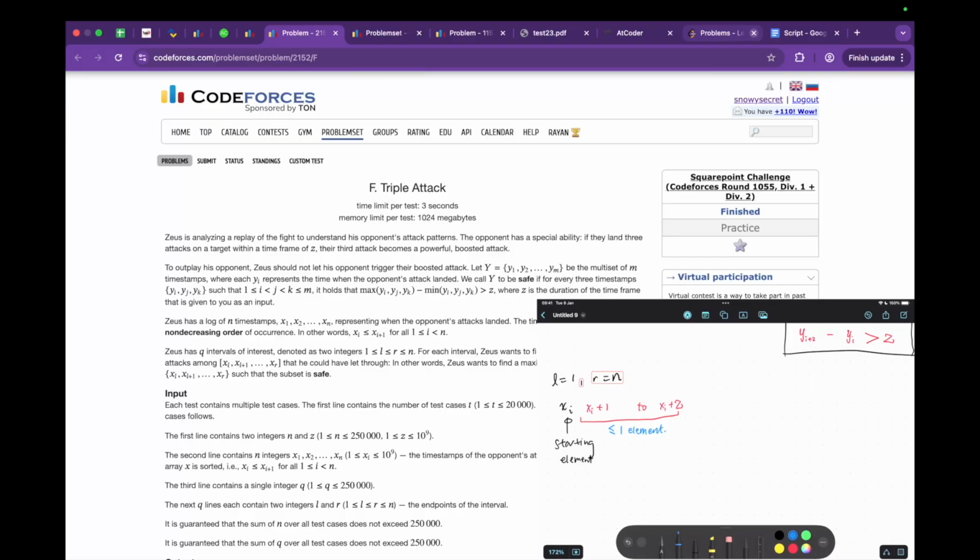Okay, so the next question we have is, if there are 2 elements, let's call them elements with value A and value B. They both lie between xi plus 1 and xi plus z. Which one do we choose? Choose A or B?